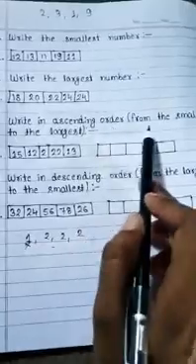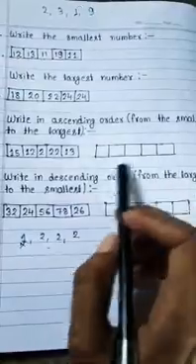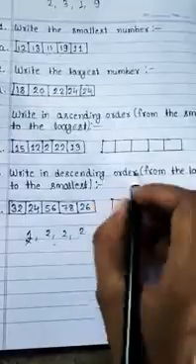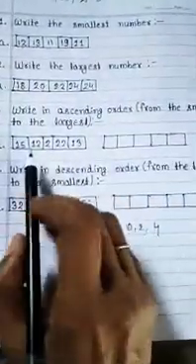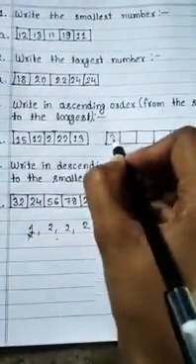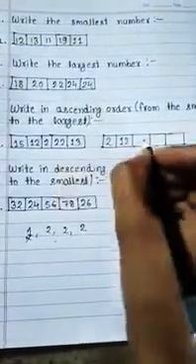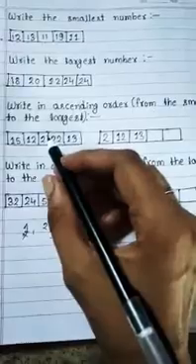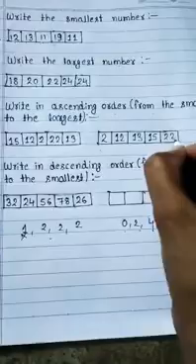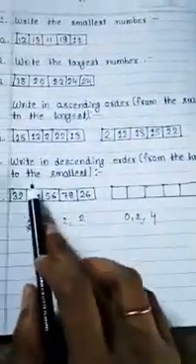Write in ascending order from the smallest to the largest. It means you have to write the smallest first and then you have to move on, okay? Smallest to largest. So you consider, then you find that 2 is the smallest number. So write here 2, then 12, then 13, then 15 and then 22.